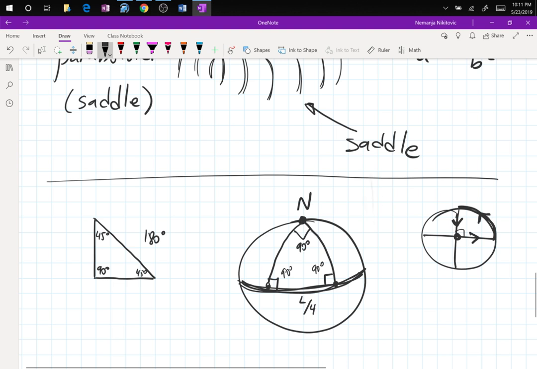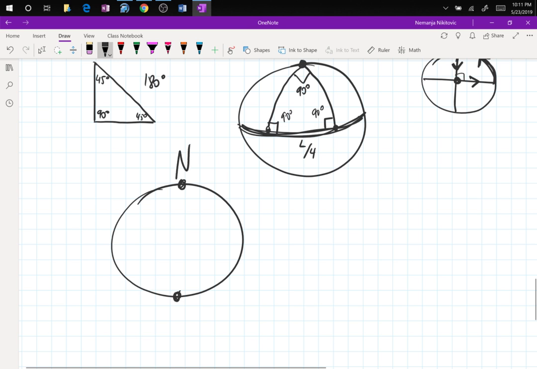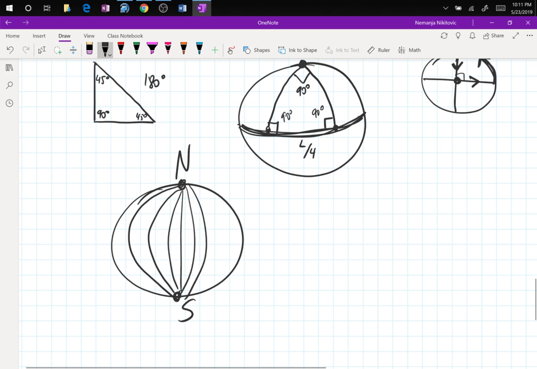Oh, you never heard of those? Can you please tell me what these are? This is north, this is south. Yeah, they're parallel. They intersect at the south and north pole. Beautiful, huh? And the shortest distance is no longer a straight line.